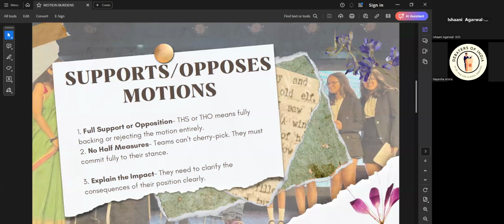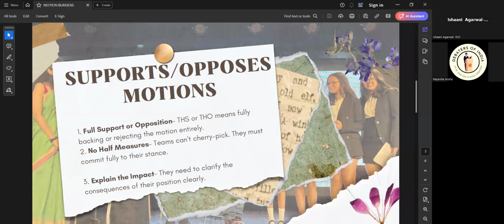Over to Ishani. All right, so moving on to the next type of motion, we have the "this house supports" or "this house opposes" motions. Now, one fundamental thing we must understand when we're dealing with this house supports and opposes motions is that you have to fully commit to one stance. You either completely support it or you completely oppose it.